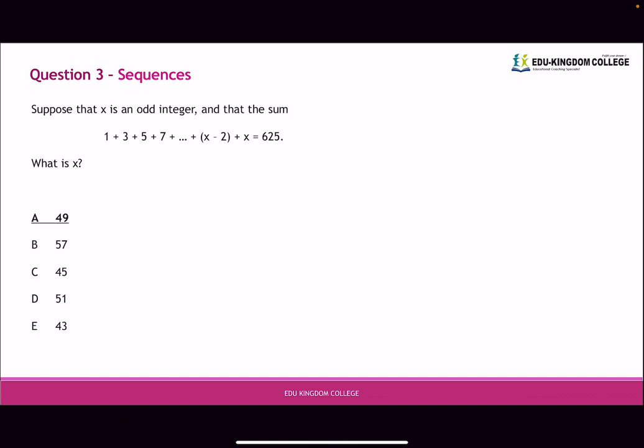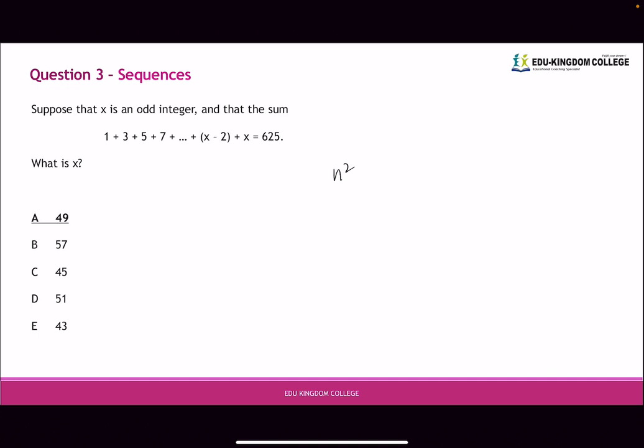Question 3, sequences. This is actually the same sequence we saw in our example. So 1 plus 3 plus 5 plus 7 plus and so on. We can't really pair up here, it's a bit difficult to pair up. So what we're going to do is find the pattern. The pattern we found before was that n squared is the sum of however many terms we're adding up. If we take a look at just the first term, the sum is going to be 1.